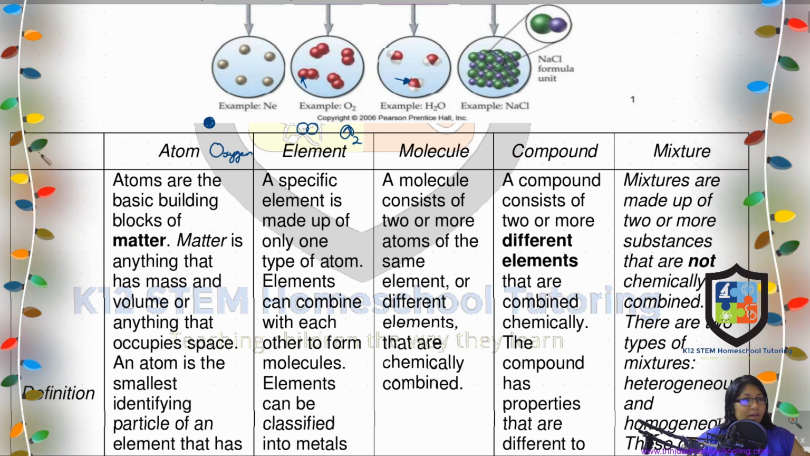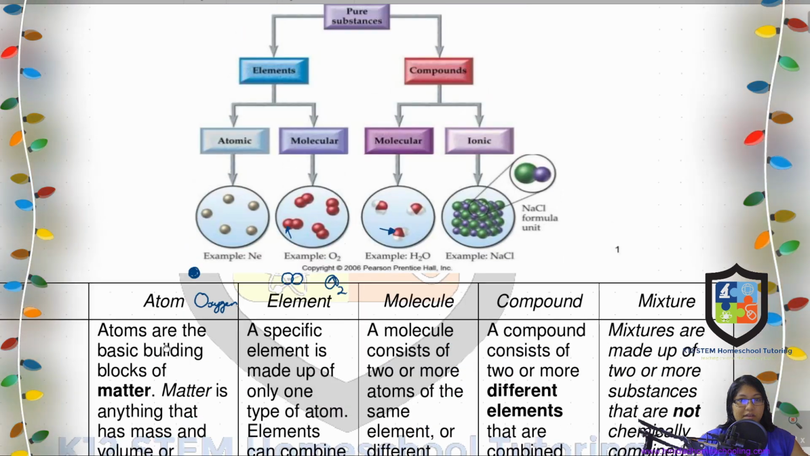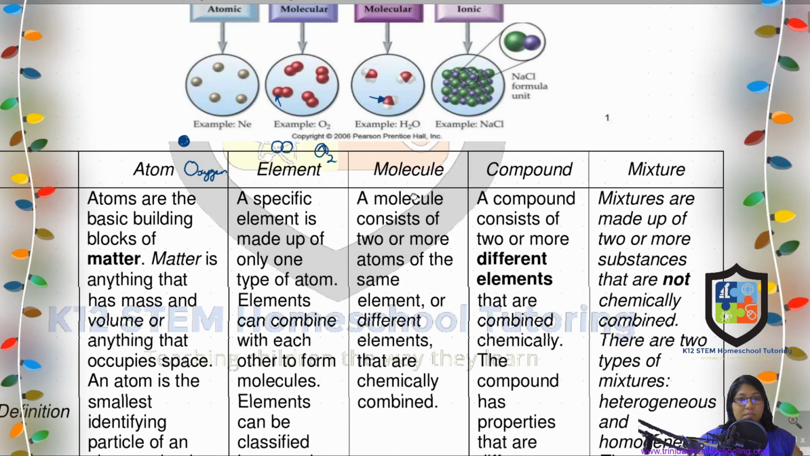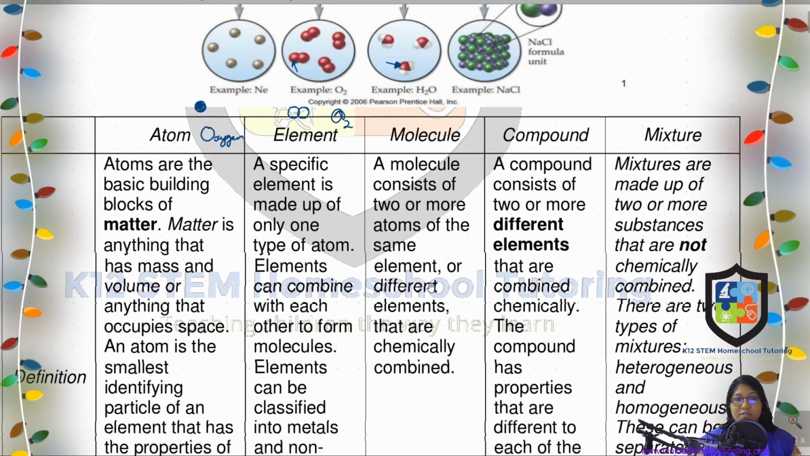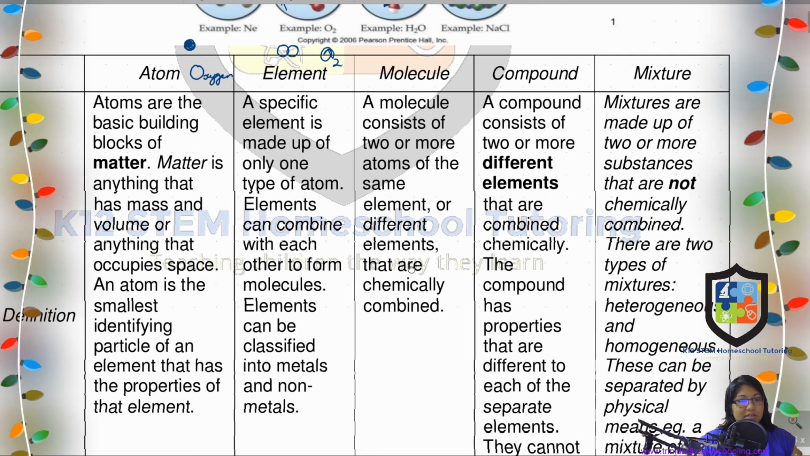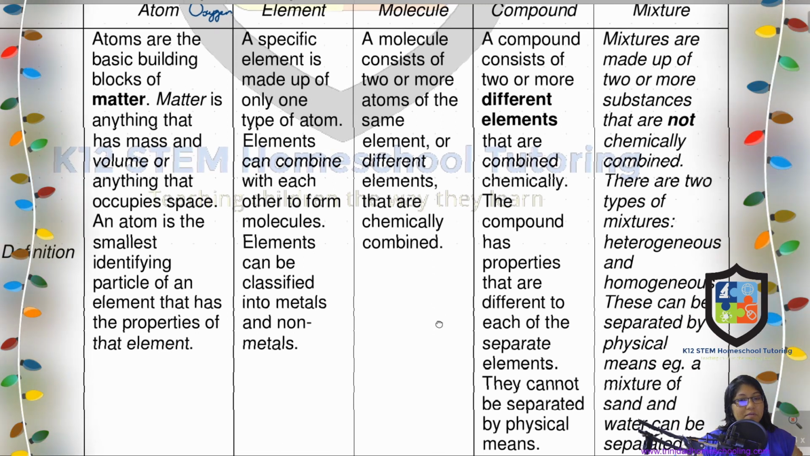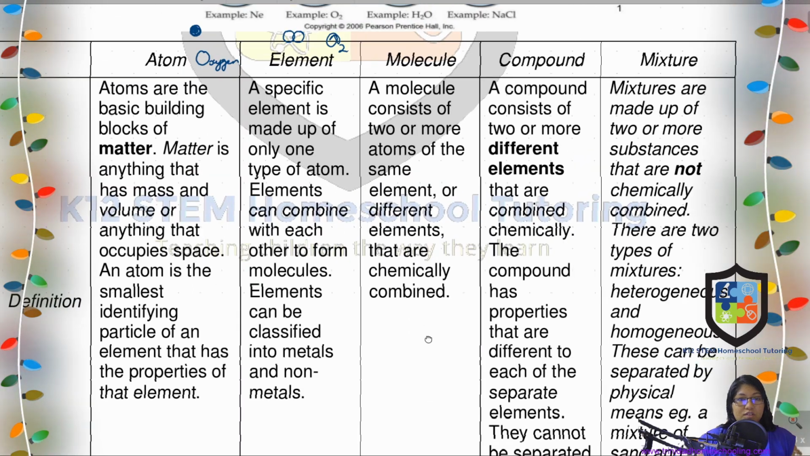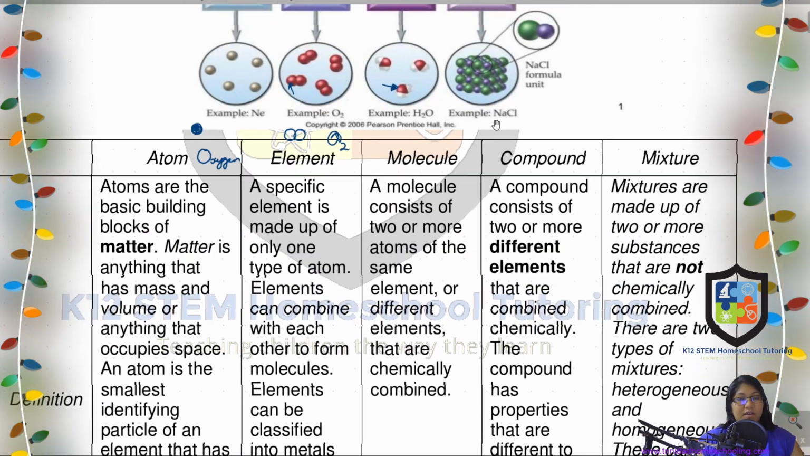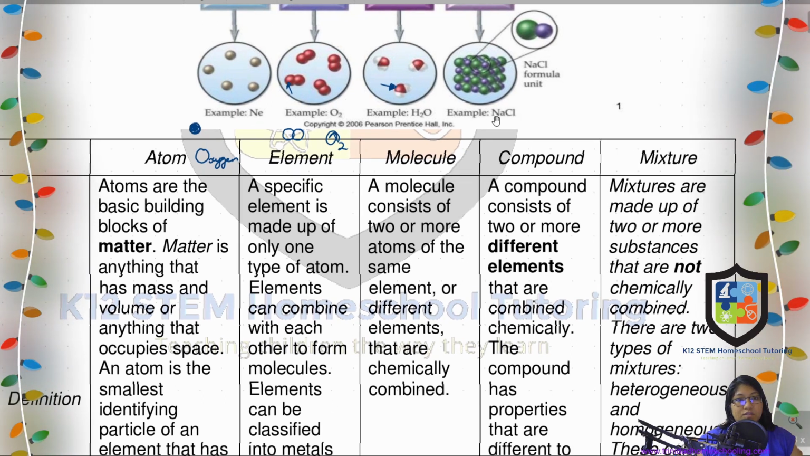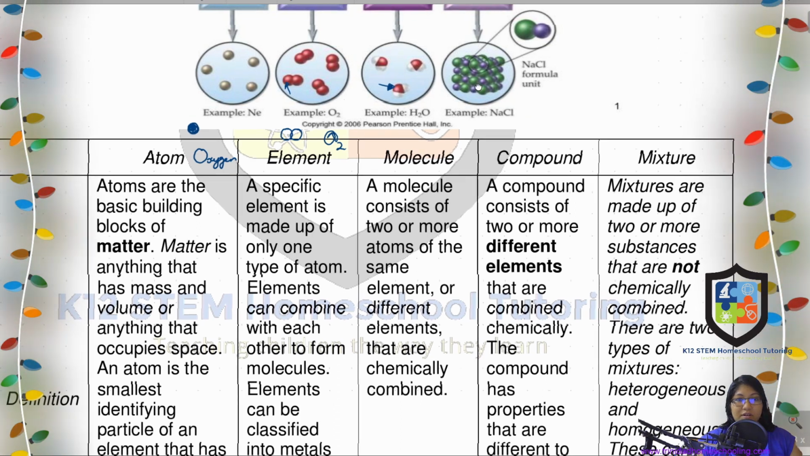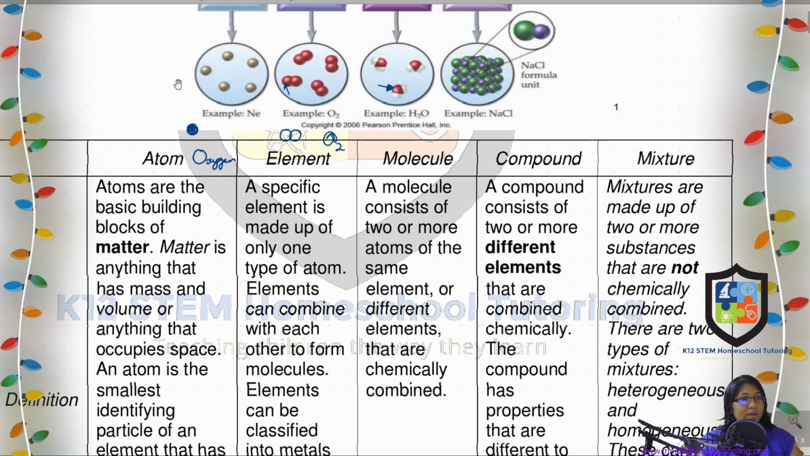So a compound, if we look at this table here again, compounds could be molecular or ionic. Alright, so a compound consists of 2 or more different elements that are combined chemically. The compound has properties that are different to each of the separate elements, and they cannot be separated by physical means. Right? So here, for the example, sodium and chlorine. Sodium and chlorine here are joined together chemically to make this compound here called sodium chloride.